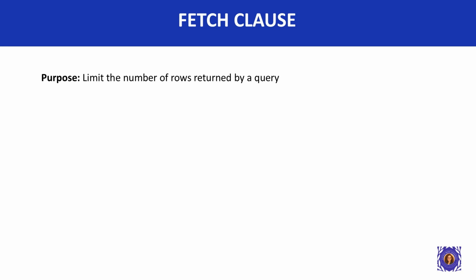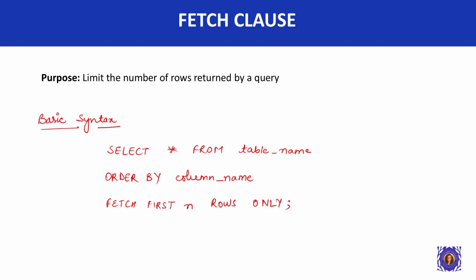Maybe you want the top 5 products by price, or the first 25% of your customers by registration date. Fetch gives you this control with clean, readable syntax. The basic syntax follows a logical pattern. You order your results first, because you need to define what first means, then you use offset to skip some rows if needed, and finally fetch to specify exactly how many rows you want.